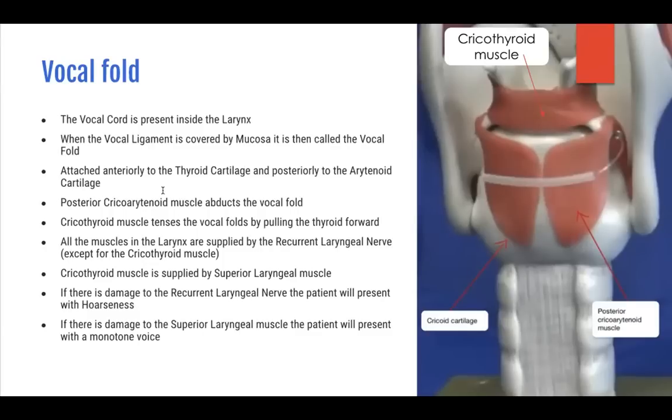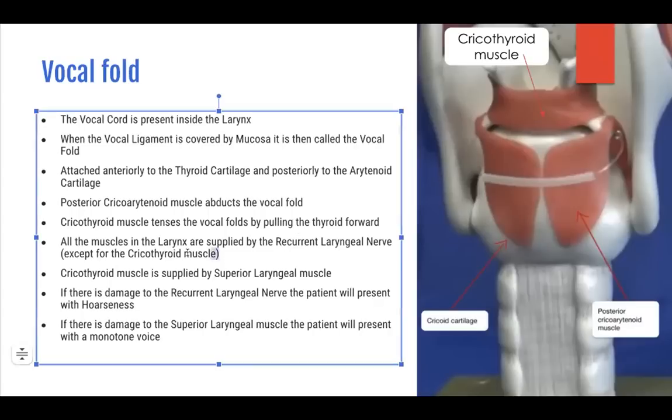The posterior cricoarytenoid muscle is what abducts the vocal fold. The cricothyroid muscle will tense the vocal folds by pulling the thyroid forward. So this is the cricothyroid, and this will essentially tense up this vocal cord and pull the thyroid forward. And what's the function of this? This is how you have a high pitch voice. If you can increase the pitch of your voice, this is because the cricothyroid muscle is pulling and tensing up the vocal cords.